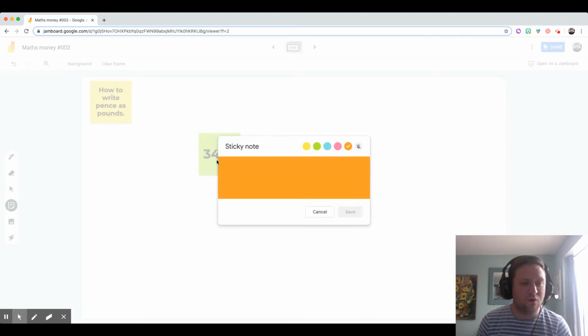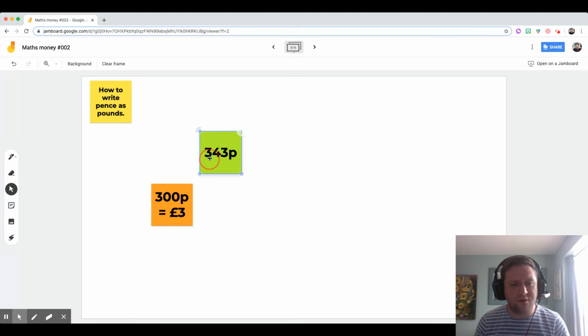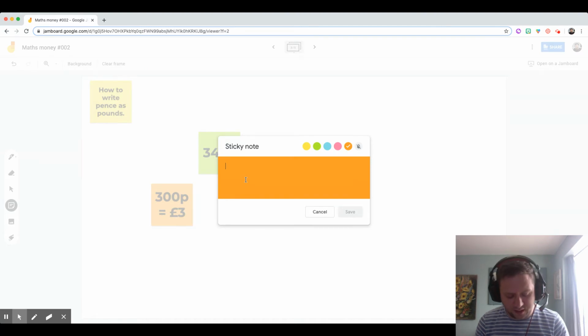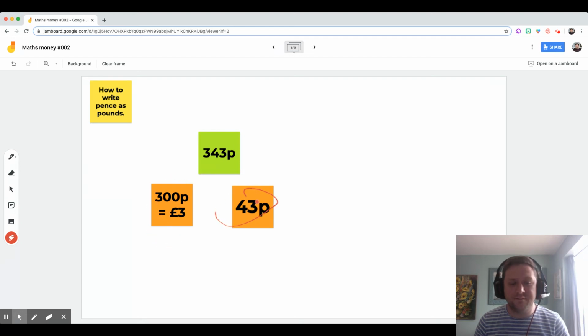Well, we're going to partition it here into pounds and pence. So I'm going to take the 300 pence, and 300 pennies are the same as £3. So I'm going to just partition the 300 here and drag that down into here. Now I've got 43 pence left, which I'm going to keep as 43 pence. So I've split the 343 pence into pounds and pennies. So I've got £3 and 43 pence.